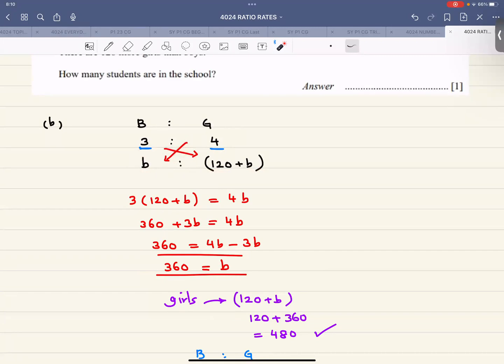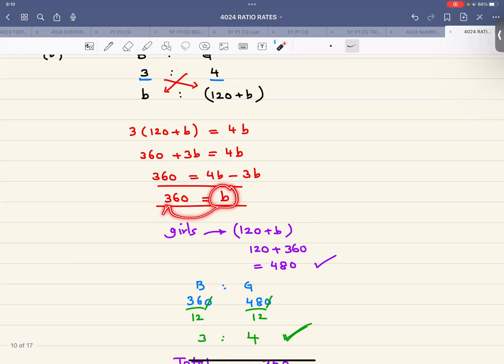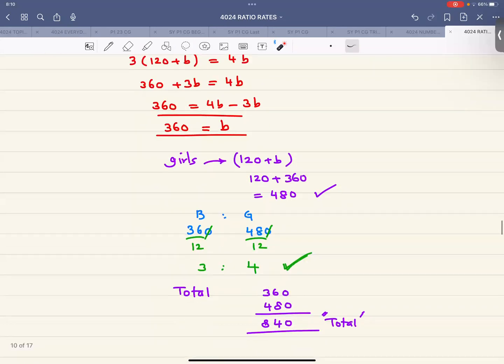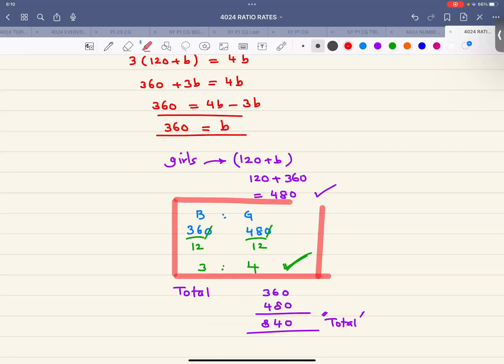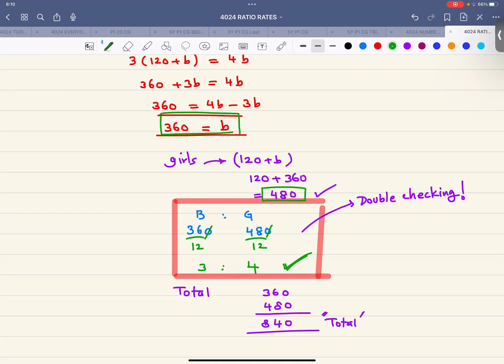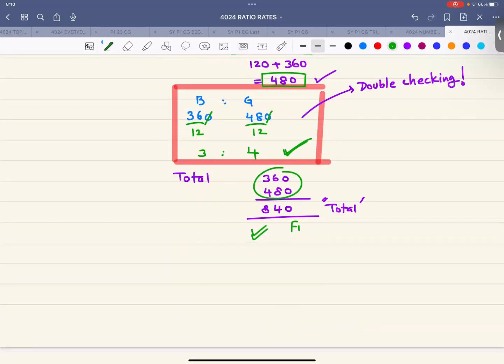And then I did cross multiplication and I found B. B is 360. Girls is 480. This part is just for double checking purposes. As such, it was not required, so it's for your own good that you have double checked. The working is B is 360, girls is 480. That's 120 more. Total is. Now this question is done.